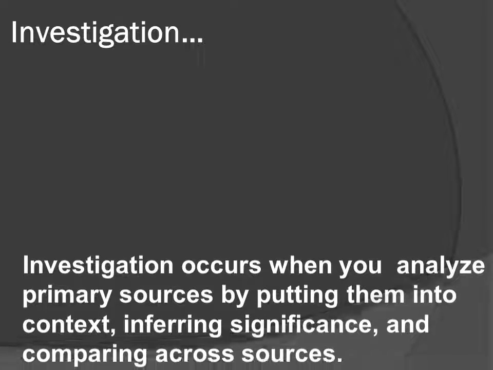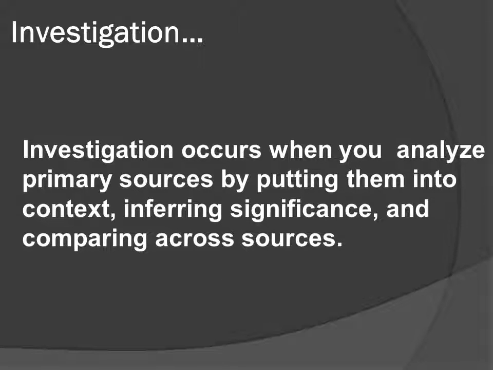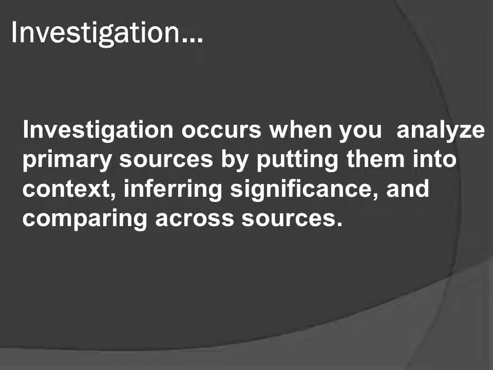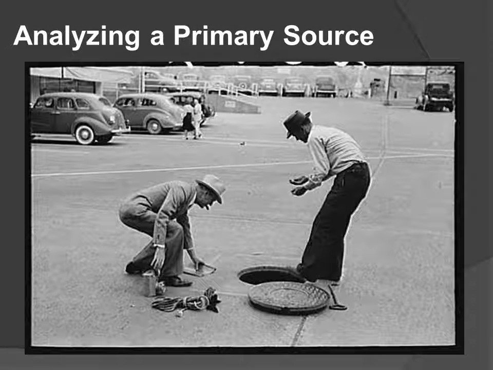An investigation occurs when you analyze your primary source by putting the primary source into context. In other words, what was going on at the time? Why is something significant? And comparing different information across different sources. For example, you have this picture here. In this particular picture, you see two men. They're standing over a pothole and cars in the background and so forth.